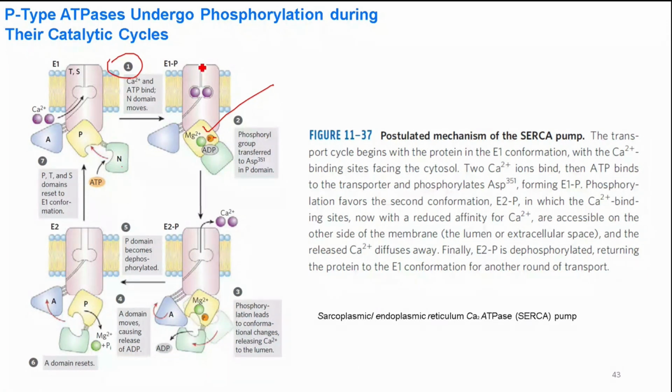Previously this channel was closed, now this channel has been opened, and this way the cycle continues. This P-type ATPase is pumping the calcium with the help of the ATP and the magnesium ion. It needs magnesium ion, and at the end the magnesium ion is released after the completion of one cycle.